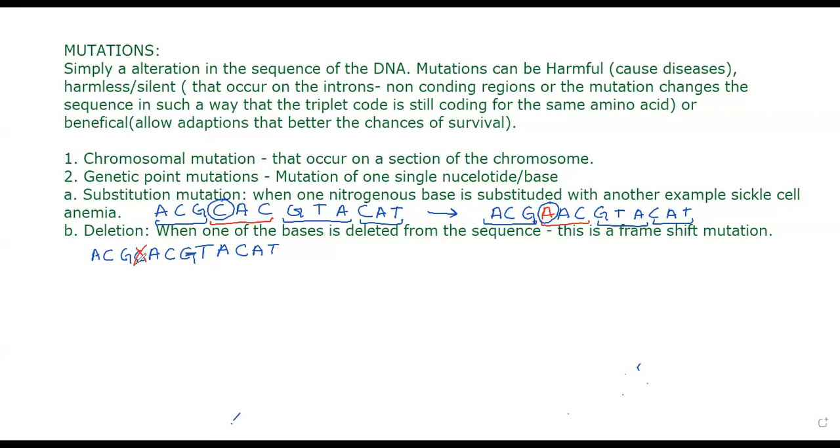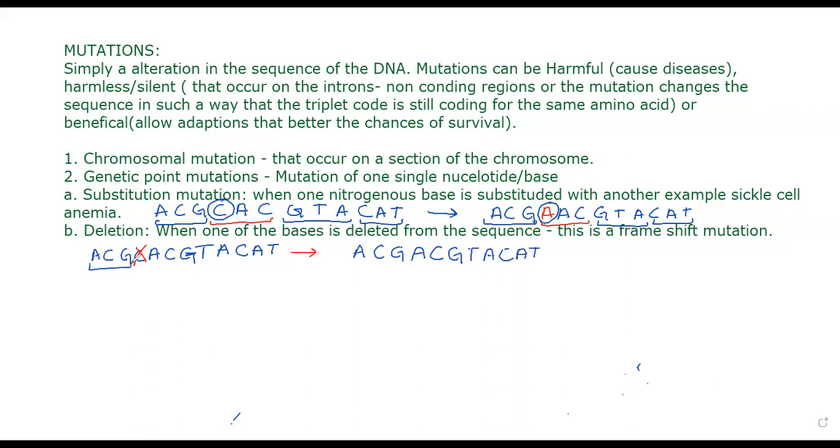I will delete the same one, just for the sake of understanding. Now, there's a problem. What's the problem? In substitution, only one amino acid was being changed because only one triplet code was being changed. The problem with deletion is that the entire sequence gets changed. How? I have A, C, G. After that, the next C has been deleted. The rest of the sequence is A, C, G, T, A, C, A, T.